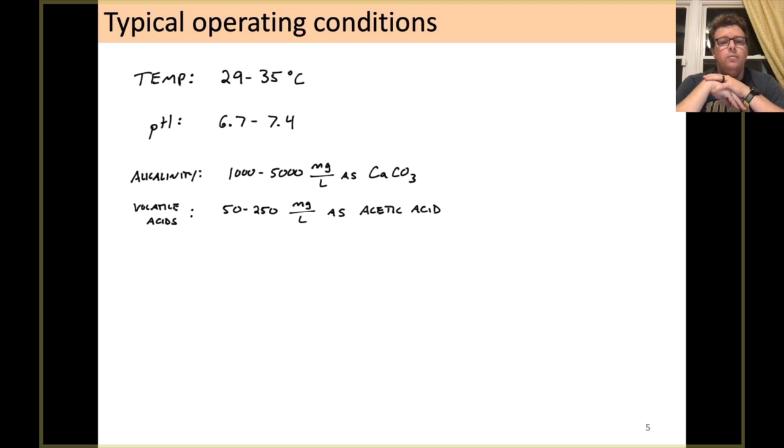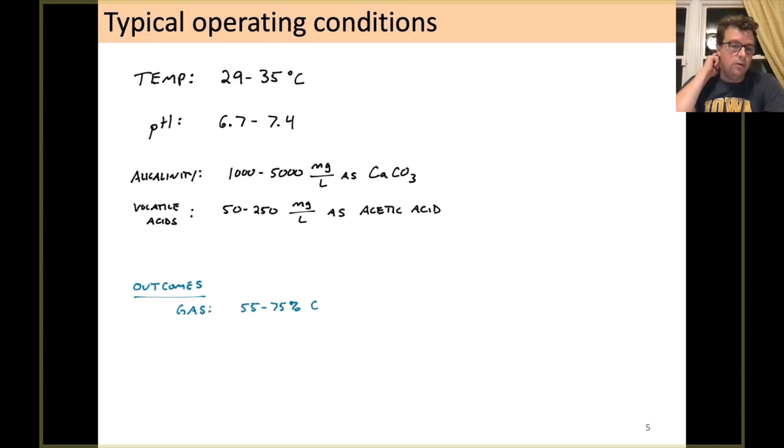1,000 to 5,000 milligrams per liter as calcium carbonate. So think back to our water softening calculations, where we can use lime or quicklime to control alkalinity if we need to. And we'll typically run this with volatile acids anywhere from 50 to 250 milligrams per liter of acetic acid. Again, we don't want it getting too acidic, and we'll talk about that in just a moment.